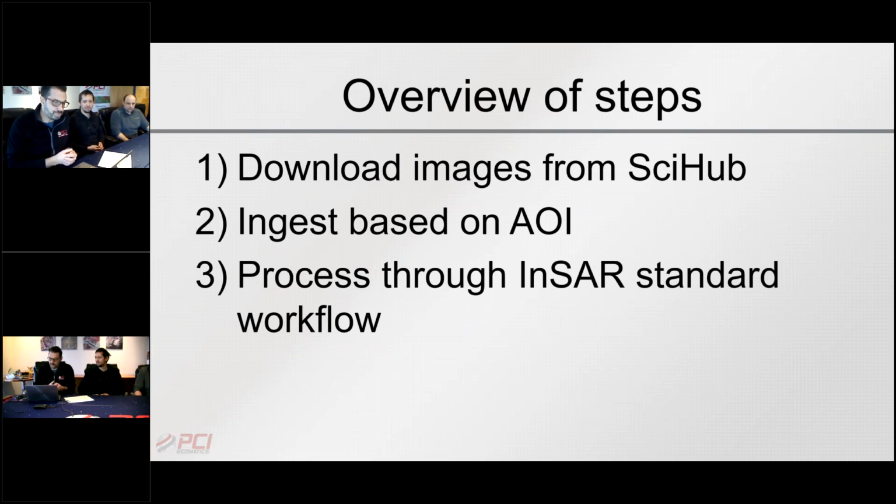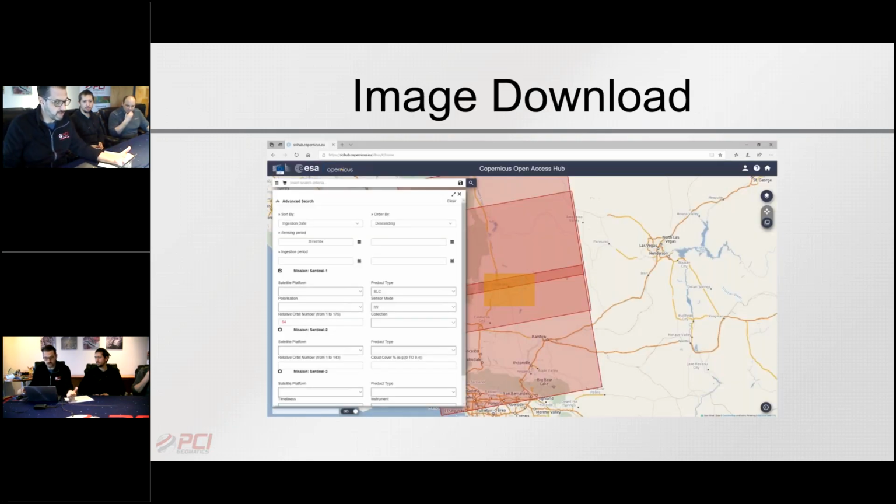So I did that using SciHub, ingested based on an area of interest, just over that small AOI, which we're capable of doing, and then processed it through the standard InSAR workflow. So basically, this is just a few screenshots showing you the actual images. This is the search parameters. The location is just north of Los Angeles here.